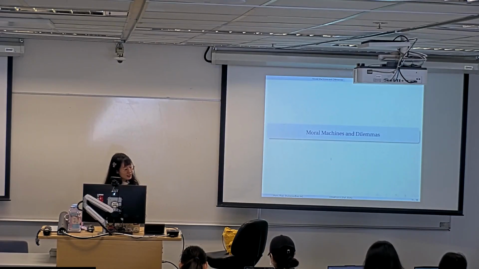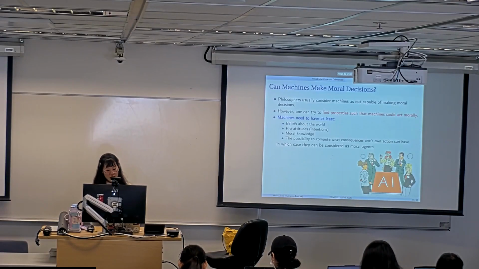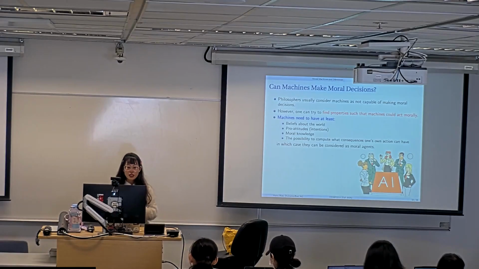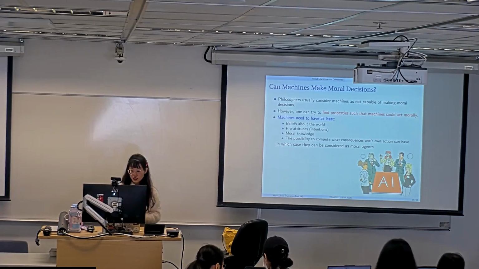And at the last, we will talk about a very classical concept in AI ethics, the moral machines. Can machines make moral decisions? Note that philosophers and ethicists usually consider machines as not capable of making moral decisions, because machines do not have their own intentions and do not know the consequences. In this case, the machine basically cannot satisfy the requirements of responsibility, and so it is not capable of making moral decisions.